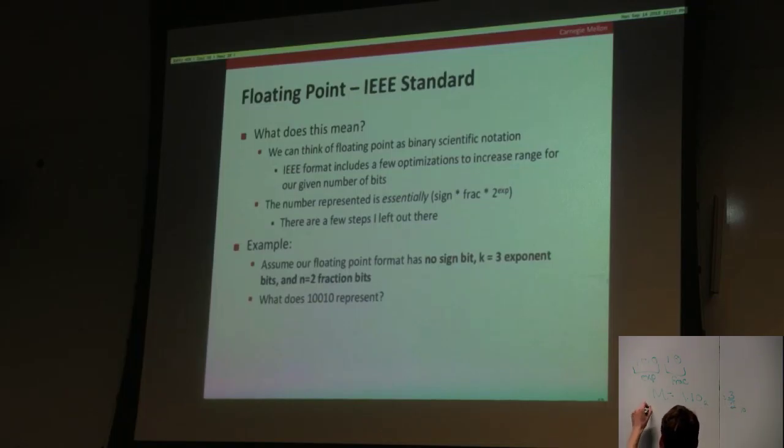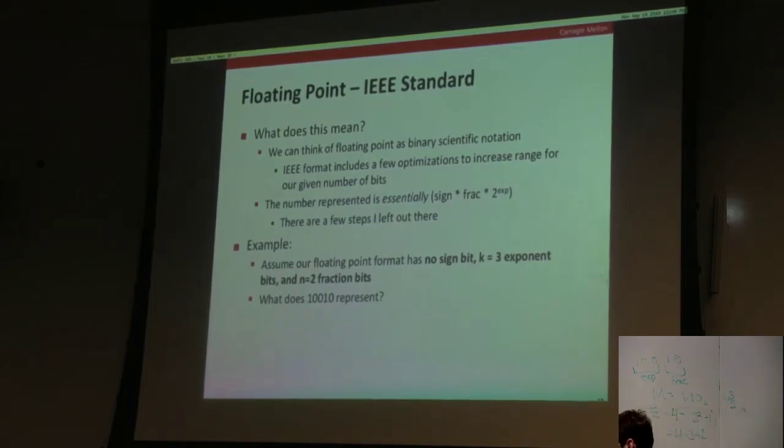And then we have e. So what's our exponent? Our exponent is 1, 0, which is equal to 4 in decimal. And what's our bias? Our bias is 2 to the k minus 1. So we've got 3 exponent bits, so k is 3, minus 1 is 2. So 2 to the 2 minus 1. So that's 4 minus 3 equals 1. So m is 3 halves, e is 1.